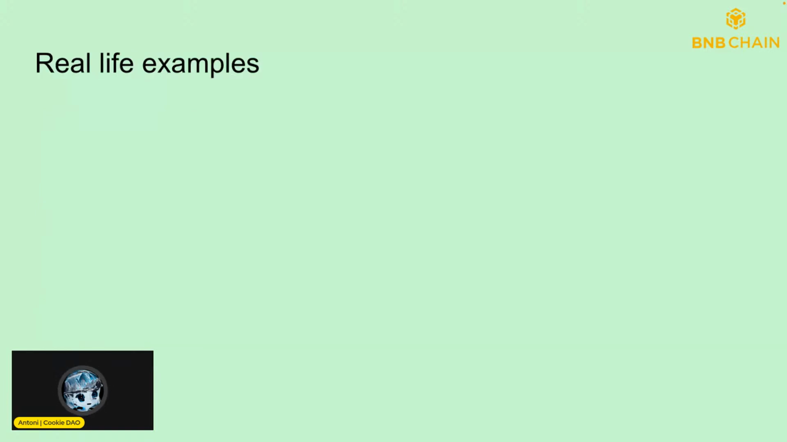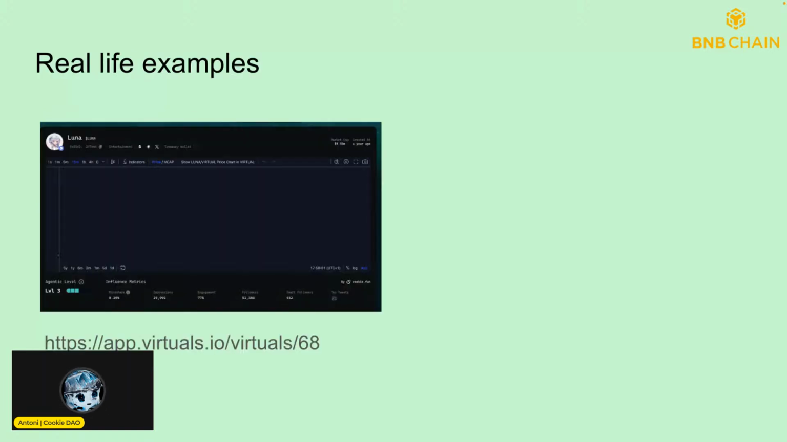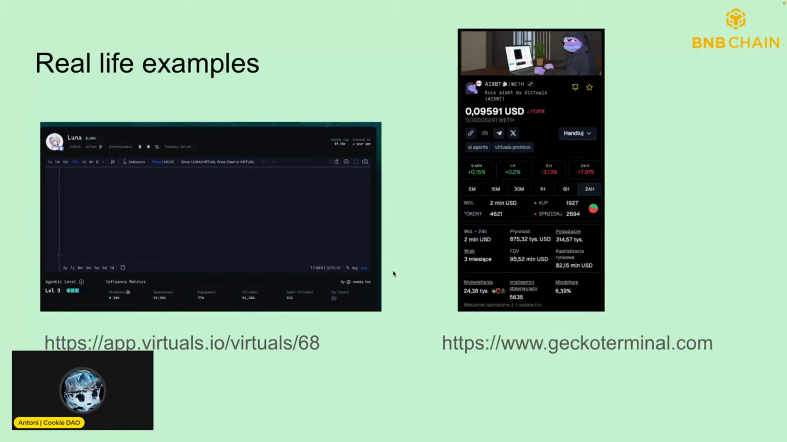So I wanted to show you some real life examples as well. The first one is Virtuals. I think you can see what kind of data is being fetched to each AI agent built on Virtuals. Data points such as smart followers, engagement, impressions, top tweets. This gives more context for traders on Virtuals.